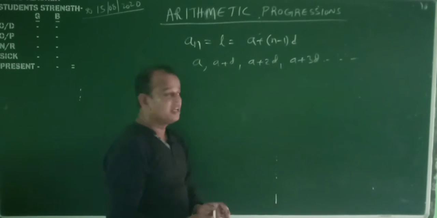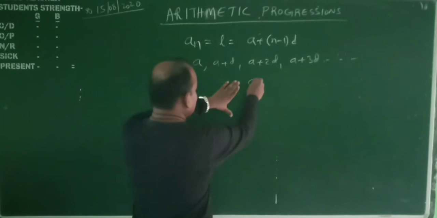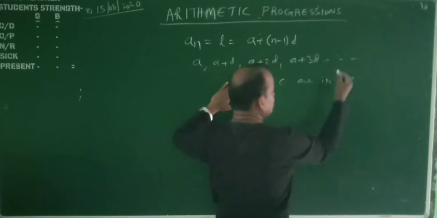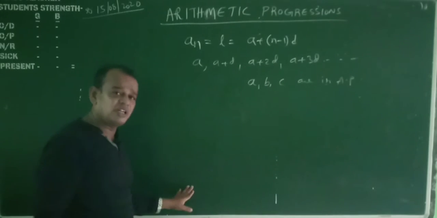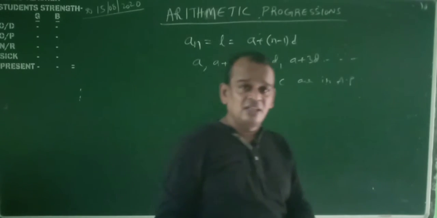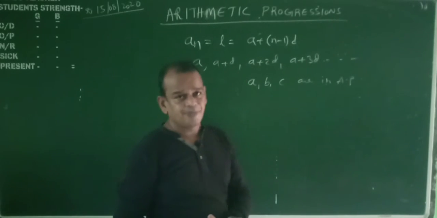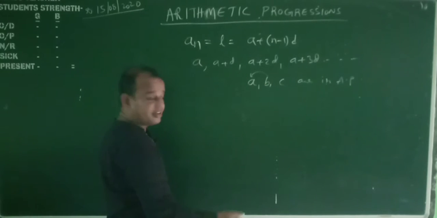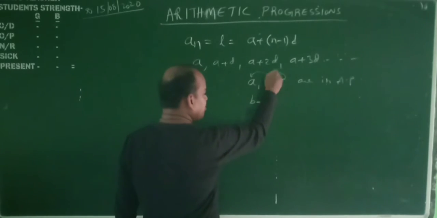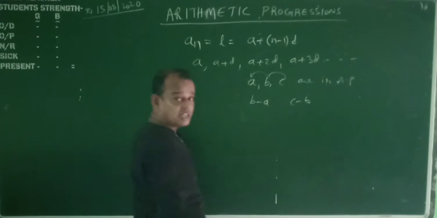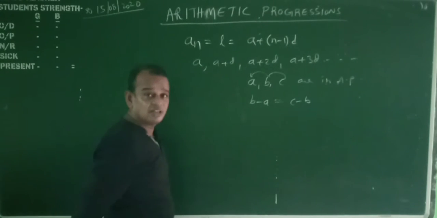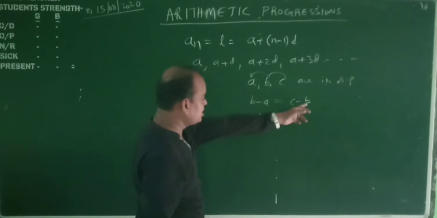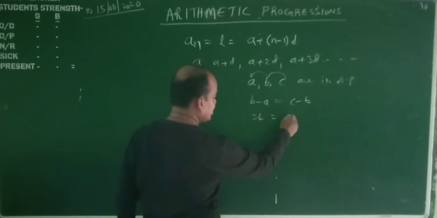Suppose three numbers a, b, c are in AP. For any three numbers forming an AP, what is the definition? The difference of two consecutive numbers is the same. Difference of these two means common difference, that is b minus a. Now the common difference is c minus b. Is it equal or not? Yes, 100% equal. So b minus a is equal to c minus b. Taking minus b to this side, 2b is equal to a plus c.